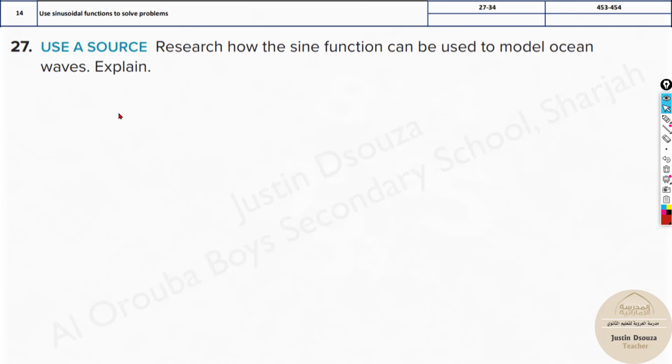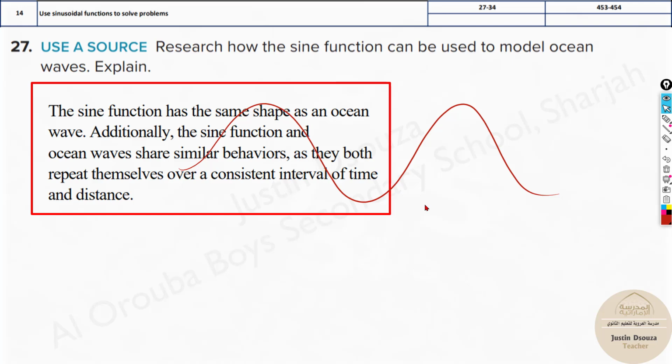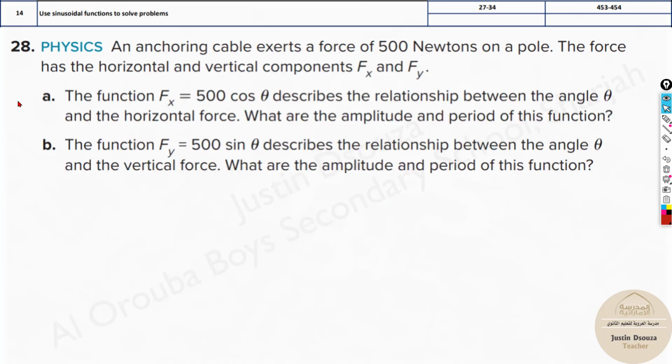The sine function starts from 0 and it goes up something like this, you can see, and it keeps on repeating itself. The ocean waves also can be modeled the same way because they also have a certain interval. It'll come up, down, so we can use sinusoidal, because they share the same behavior and they both repeat themselves after consistent intervals.